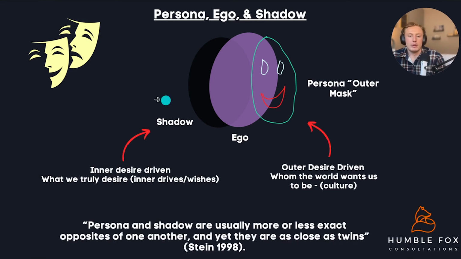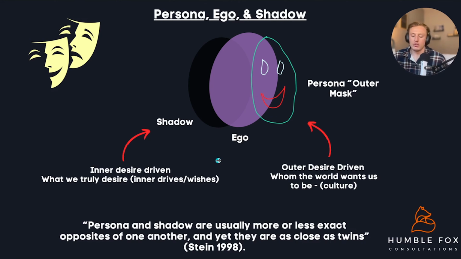So back here we have the shadow, which is inner desire driven. It's what we truly want. Whereas the persona is what the world wants from us. So we place what the world wants from us on the outside so that we can be good boys and good little girls, but we have the shadow, which is what we truly want and who we truly are as well. And then we have the ego, which facilitates the mediation between those two.